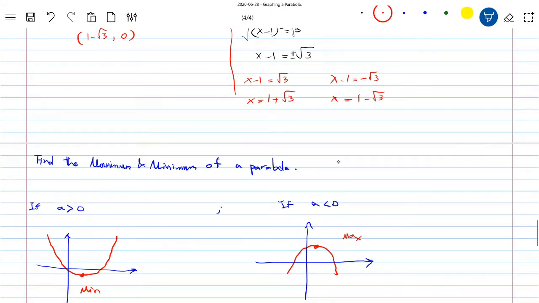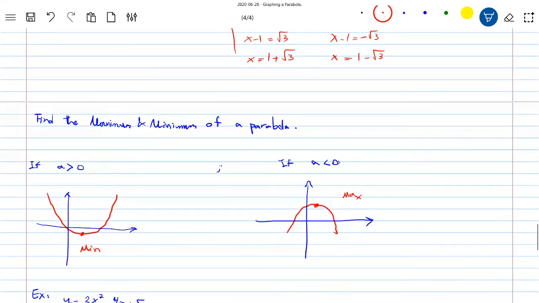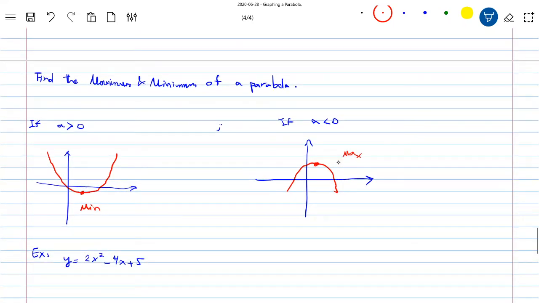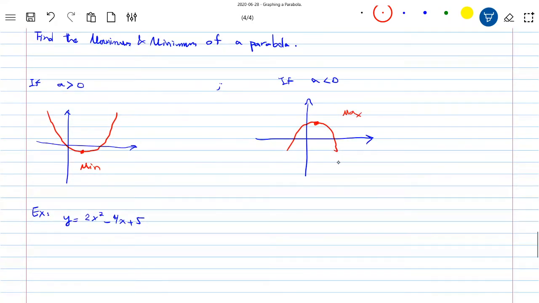Okay, this is enough for the vertex and the x-intercept. How about the maximum and minimum of a parabola? This is important, but this is nothing new. This is something that you already know. What is the vertex point on a parabola? Either it's going to be the smallest y value or it's going to be the largest y value. So the maximum and minimum of a parabola depends on the shape of the parabola.